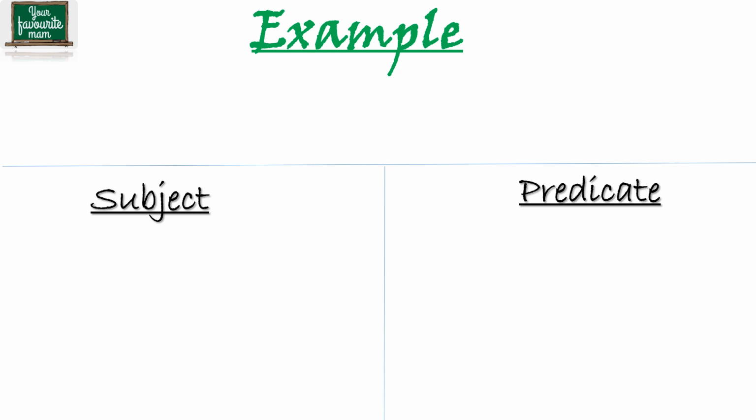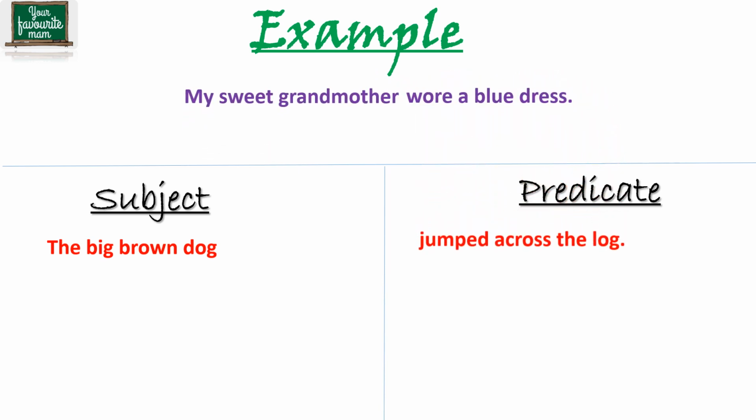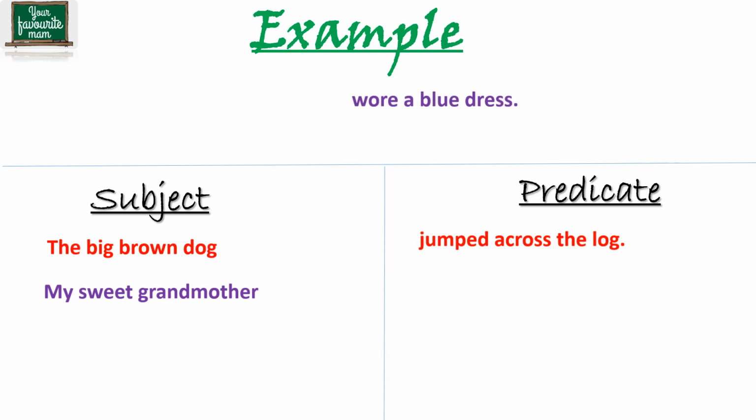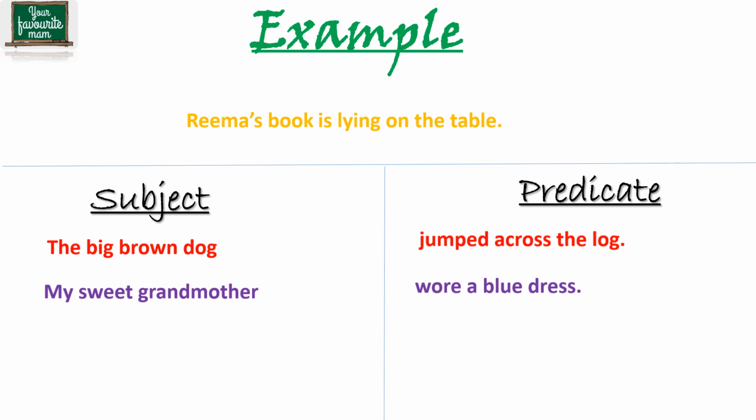So let's take up some examples and try to understand the subject and predicate in them. For example, the big brown dog jumped across the log. Here the subject is the big brown dog, while jumped across the log is the predicate. My sweet grandmother wore a blue dress. The subject here is my sweet grandmother. And what did she do? She wore a blue dress. So wore a blue dress becomes the predicate.